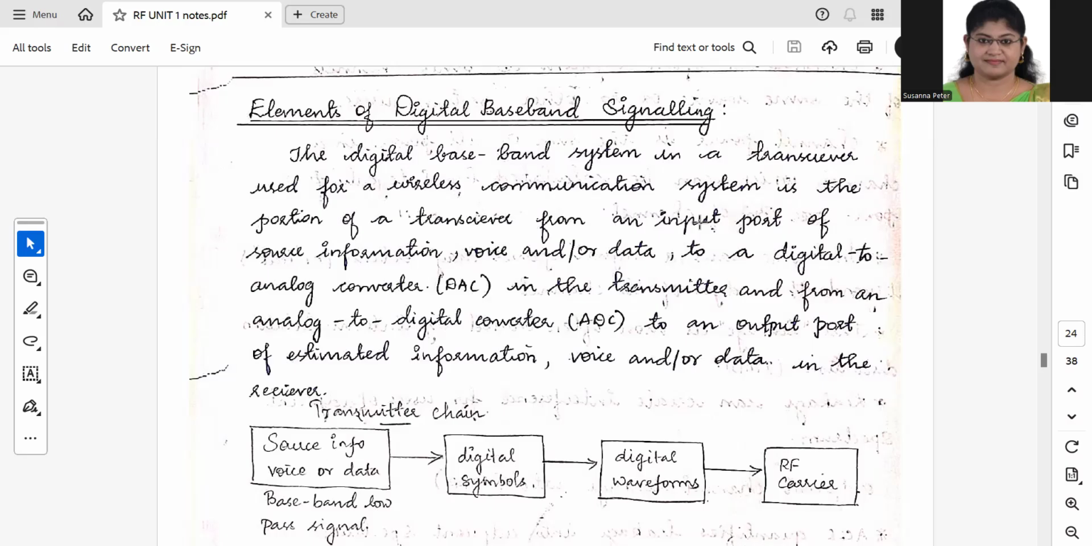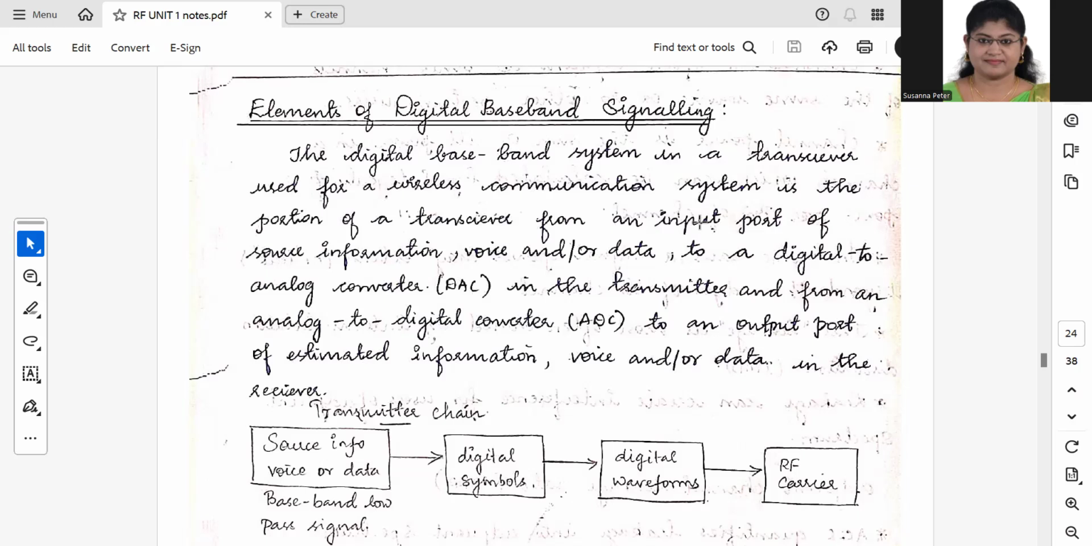Good day, students. In our previous videos, we have seen the system parameter definitions of radio frequency system design, like gain, noise figure, SNR, characteristic impedance, S parameters, impedance matching, average value, RMS value, and crest factor. All these are the parameters which are required for your RF system design. From this video onwards, we will be discussing the elements of digital baseband signaling.